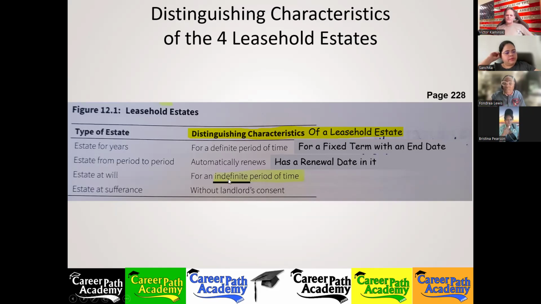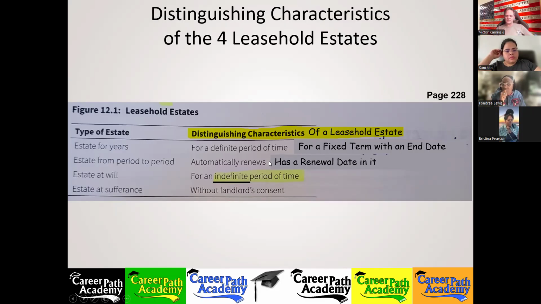And an estate at will is for an indefinite period of time. I want you to associate the word indefinite with estate at will. I don't want you to associate it with a periodic estate. It makes sense, the definition they give in the book, but when it comes to the definition for periodic estate, we're going to cross out the word indefinite because I don't want you to associate it with an estate at will.